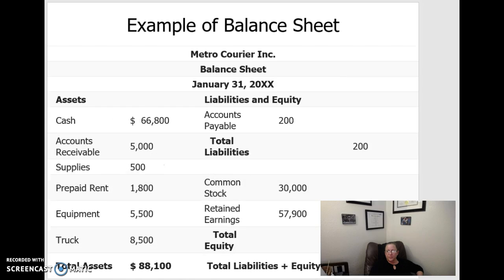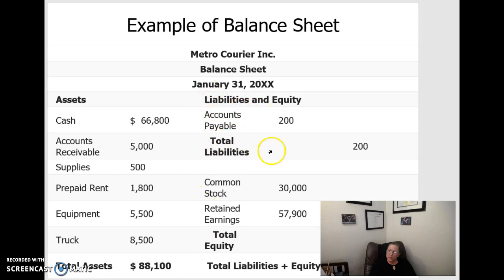And so here's a look at a balance sheet. You can see it's separated by assets, and then we have our liabilities and equity on the right side. So we have our assets on the left, and they're listed out. Here's our cash, accounts receivable. We have some supplies, some prepaid rent, some equipment, and a truck, and we have a total assets of $88,100.